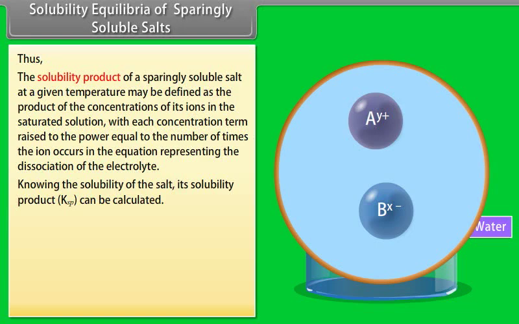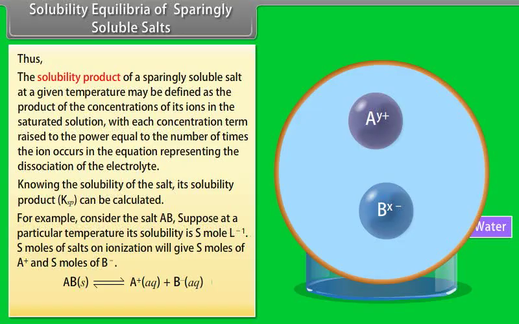Knowing the solubility of the salt, its solubility product can be calculated. For example, consider the salt AB. Suppose at a particular temperature, its solubility is S mol L^-1. S moles of salt on ionization will give S moles of A+ and S moles of B-. Ksp = [A+][B-] = S × S = S^2.